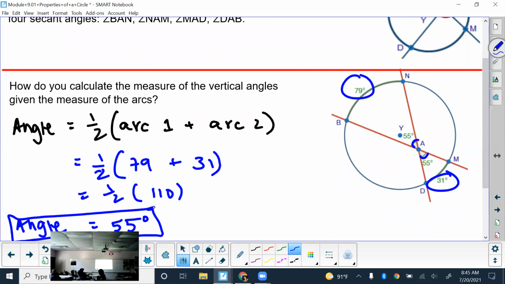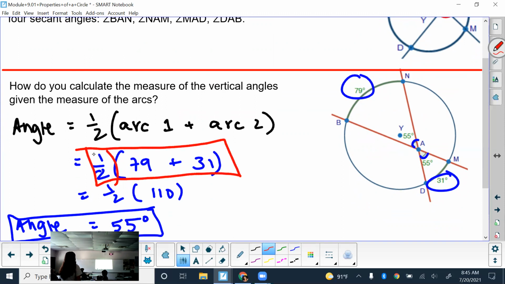All right, you take half the value of arc 1 plus arc 2. Could we just put it in as 1/2 and then this is half your arcs? Yeah, so you can enter it in the calculator all at one time. And I would put the fraction in parentheses because fractions are kind of tricky in some calculators. But yeah, you can do it all at one time. That's what I do normally.